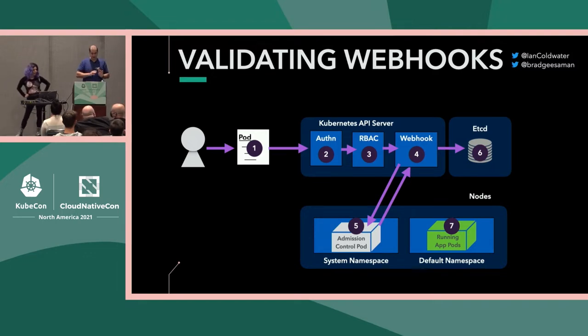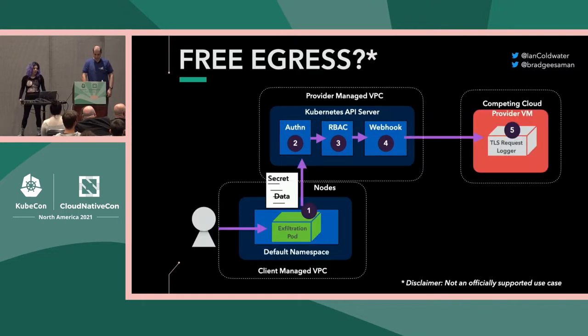So here's how validating webhooks are supposed to work, right? In step one, you have a pod spec, you submit it to the API server. In step two, you're authenticated as the right user, and in step three, you have create pod permission in this case. In step four, if you have a validating webhook, it'll take that entire pod spec and send it to another pod, which is number five. And that pod's job is to look at that spec and say allow or block based on what's in it. So that's how admission control is supposed to work.